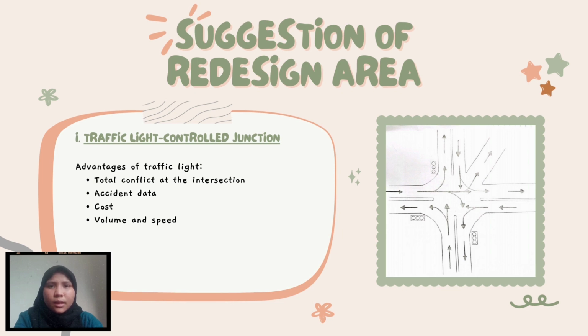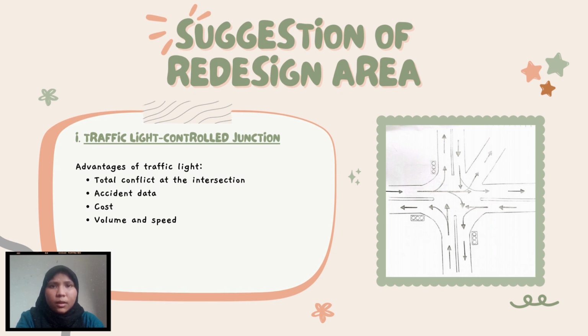I will explain about the suggestion of the redesign area. These are some of the suggestion redesign areas that we made. The first is a traffic light controlled intersection, which is signal control intersections applicable to very high traffic volume or more, provided that the necessary number of approach lanes are present and that there is no interference from other nearby junctions. Among the benefits, it is able to reduce the number of conflicts at the intersection where traffic lights are installed.